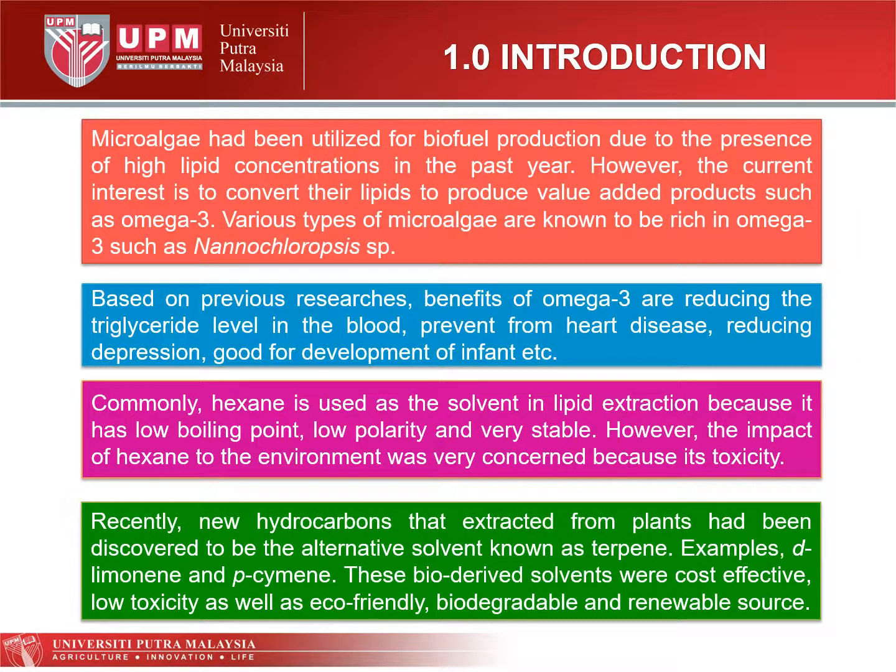Introduction. Omega-3 fatty acids are one of the lipid types that are beneficial to humans. Nannochloropsis species microalgae is one of the renewable sources for omega-3 production. Commonly, hexane is used as the solvent for lipid extraction from Nannochloropsis species. However, the impact of hexane on the environment is a big concern because it is toxic. Therefore, recent research has introduced a new green and eco-friendly solvent, which is terpene.